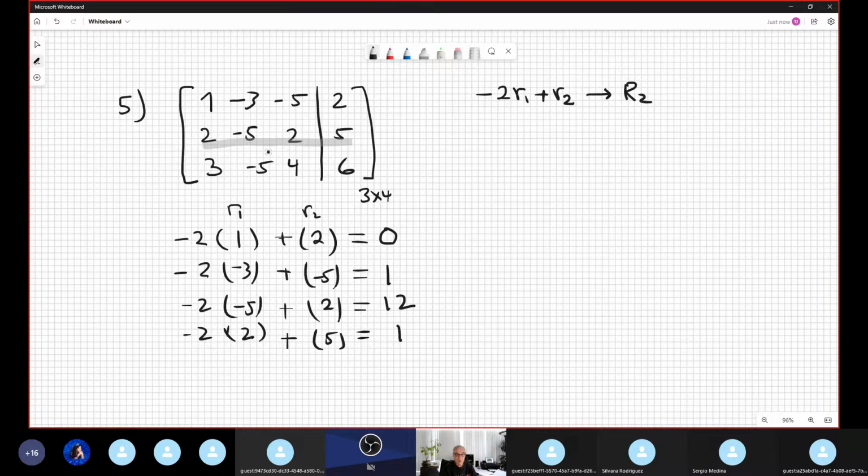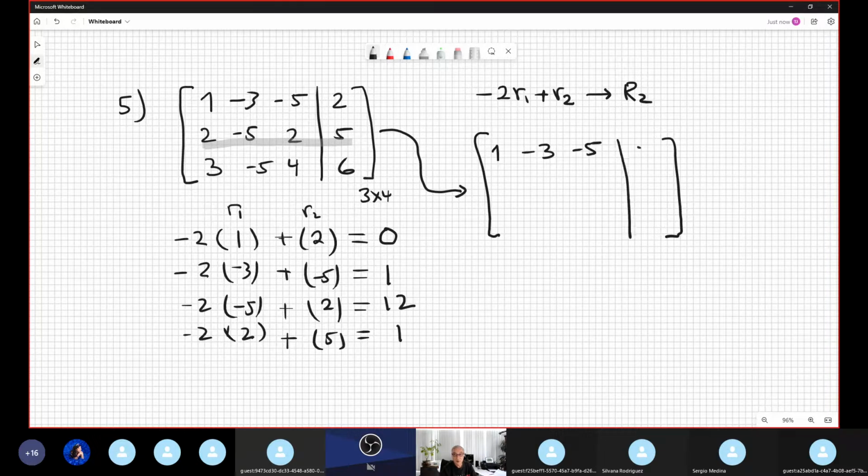So what is the transformation, Professor? I don't understand anything. Well, the transformation is you transform this matrix into another matrix. The only row that gets changed is row 2. Therefore, row 1 stays the same, row 3 stays the same. Nobody is working with row 3. And you copy those numbers here: 0, 1, 12, and 1. Cool. This is the row operation.